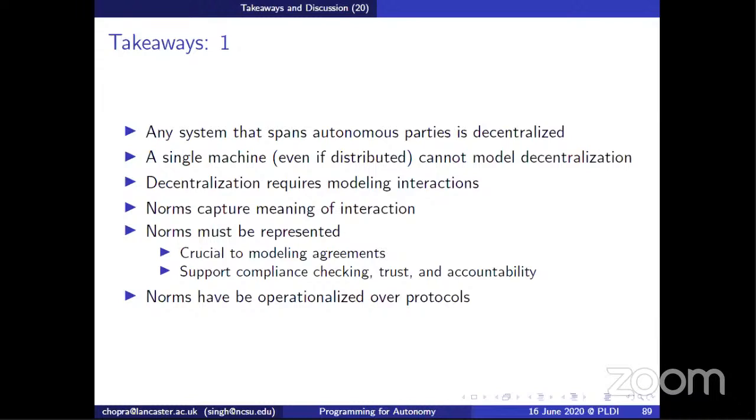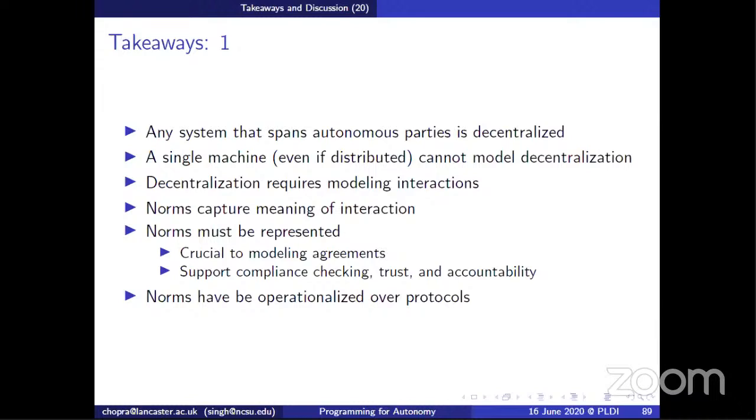One of the things we've been emphasizing in our work is that to model the interactions, you must start with the meaning of interaction. That is where expectations and norms come in, as a way of modeling those expectations. In most of computing research, the norms are left out. Of course, in multi-agent systems, there's work on representing norms, but more widely, they're left out. In practice, representing norms is not considered at all.